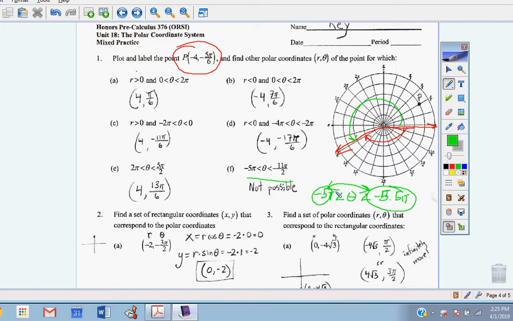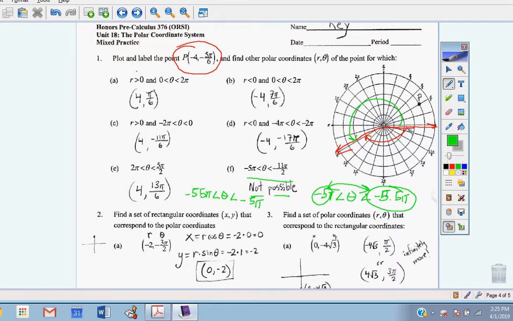But bottom line is, you might not even have caught that, but this one is not possible anyways. I'm not saying not possible because I had that mistake. I'm saying not possible even if we write it the correct way, if we say negative 5.5 pi is less than theta, which is less than negative 5 pi, that's the way it really should have been written, because of left to right inequalities.